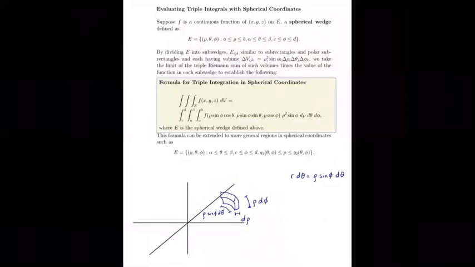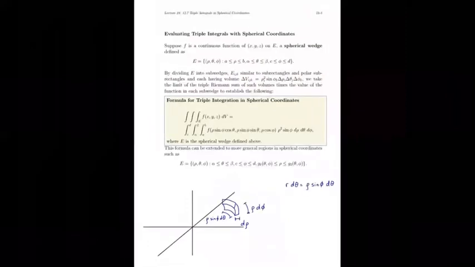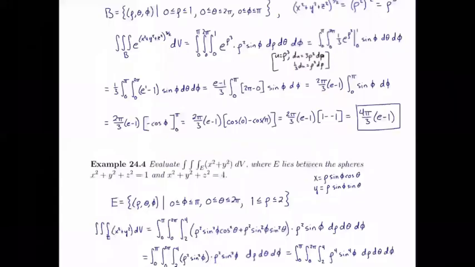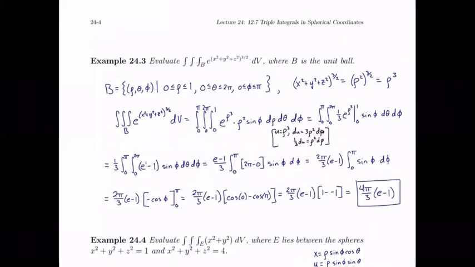So let's apply this formula to a triple integral in spherical coordinates. First, we're asked to integrate the function e to the x squared plus y squared plus z squared, quantity to the 3/2 dV. That would be a fairly miserable integral to try to evaluate in terms of dx, dy, dz, so it's much nicer to convert it. B, they tell us, is the unit ball. The unit ball is the sphere of radius 1.